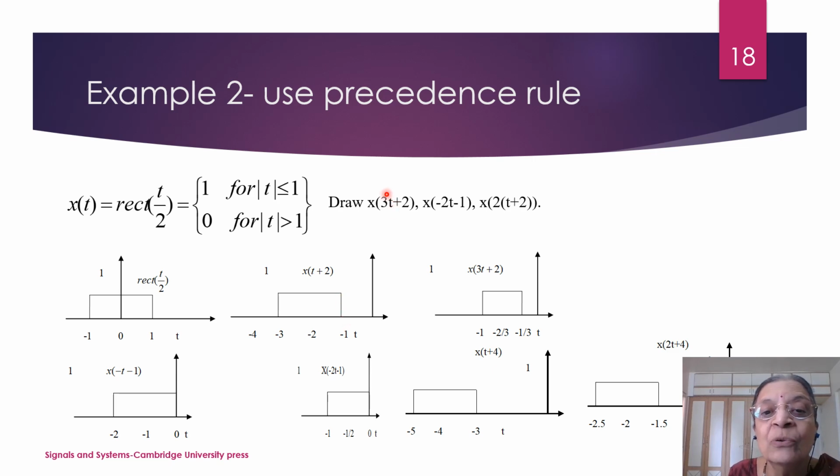Now I will have to scale by a factor of 3. Scale the time axis by a factor of 3. So x of 3t plus 2 will become what? This is minus 3 divided by 3, so it will become minus 1, minus 2 by 3 and minus 1 by 3. Right? So this is just the scaling by a factor of 3 for the time scale. Do you understand? Next, consider x of minus 2t minus 1. So firstly, I will have to execute x of minus t minus 1.